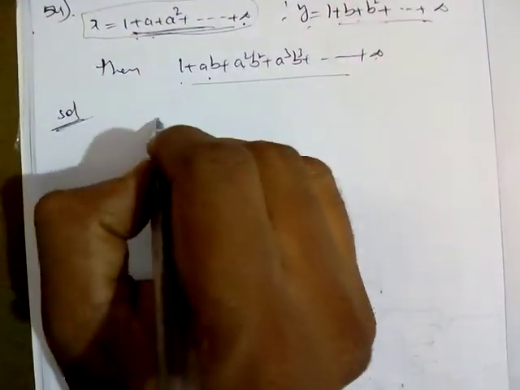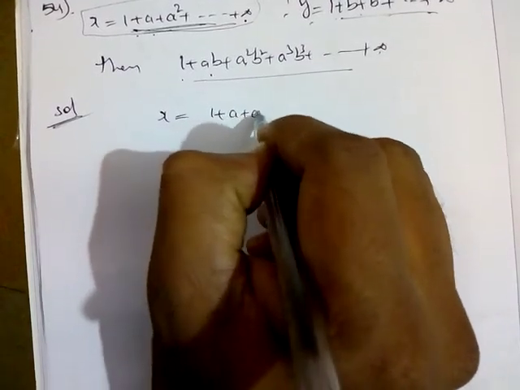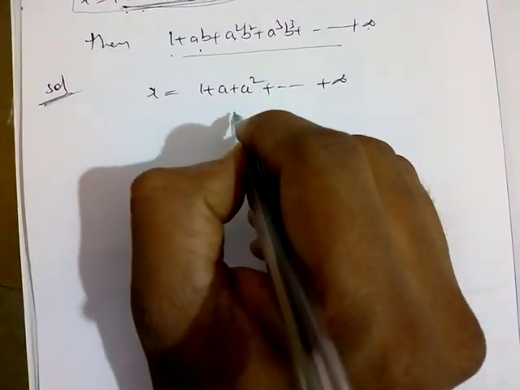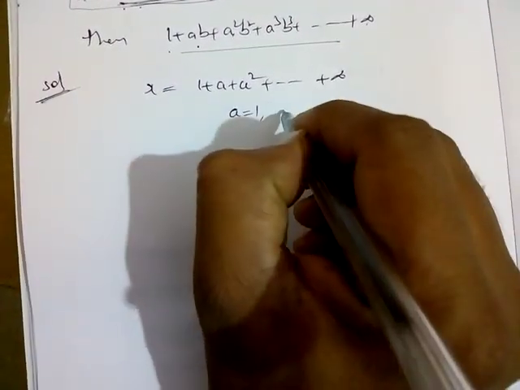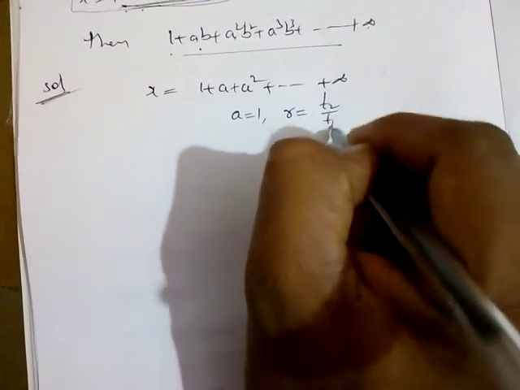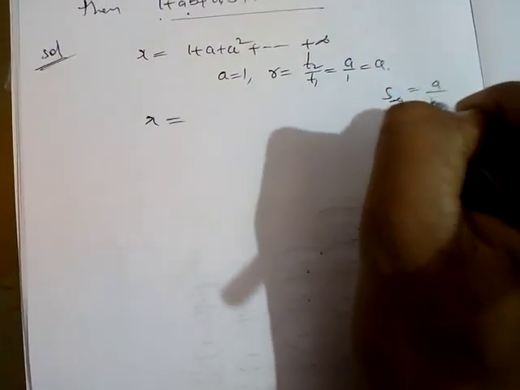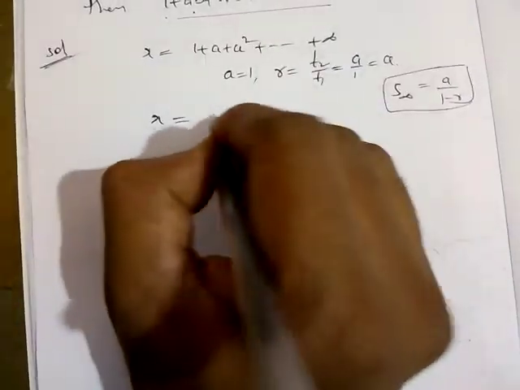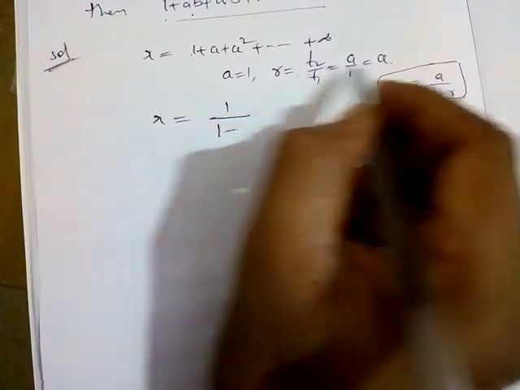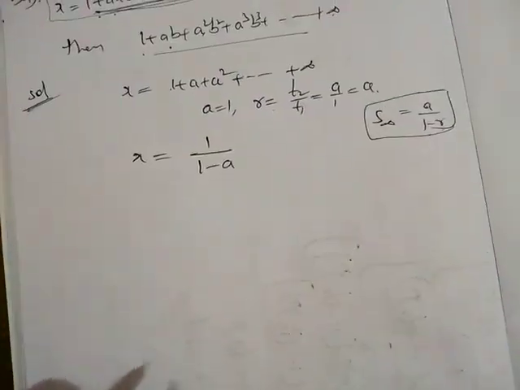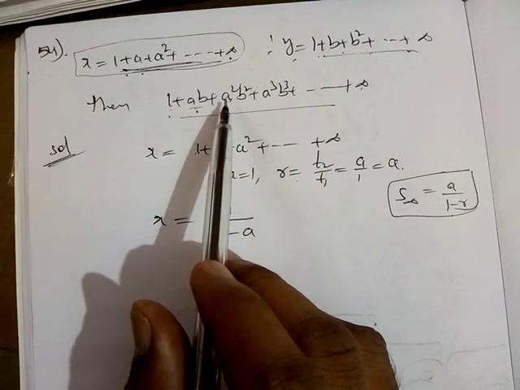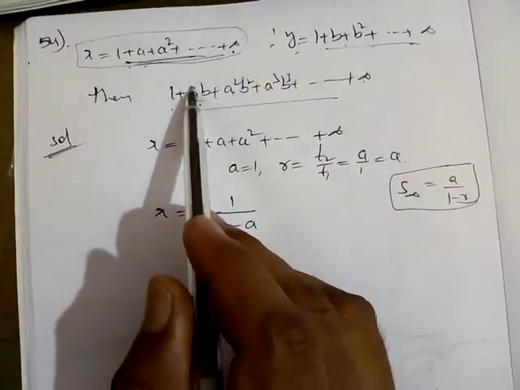Okay, so here x is equal to 1 plus a square plus so on to infinity. In this GP series, the first term a is equal to 1, and r is equal to t2 by t1, so we get a by 1, which means a. Okay, x is equal to the infinite sum. So what is the formula? S infinity is equal to a by 1 minus r. This is the formula. So a means the first term, 1, by 1 minus r value. R is equal to how much? It is a.